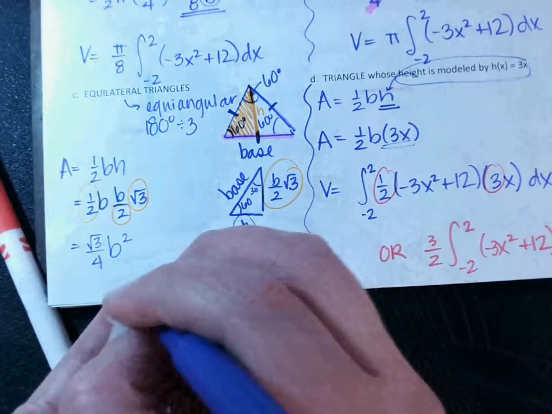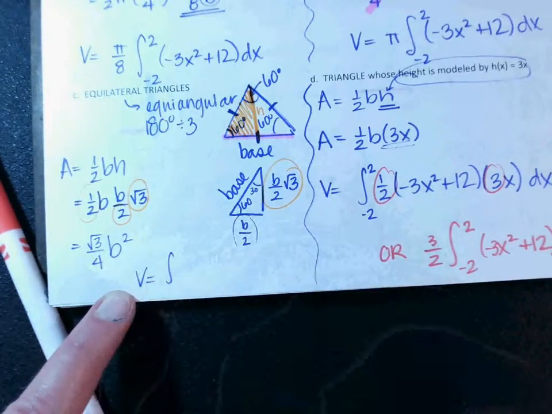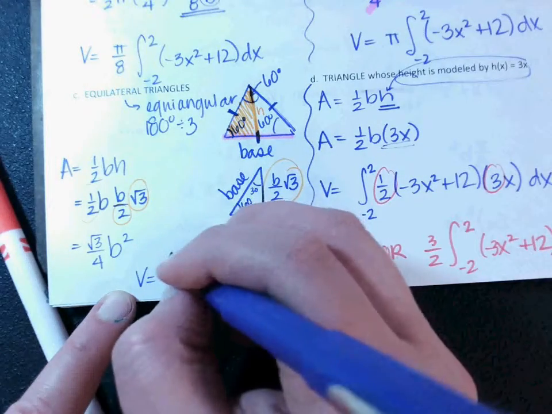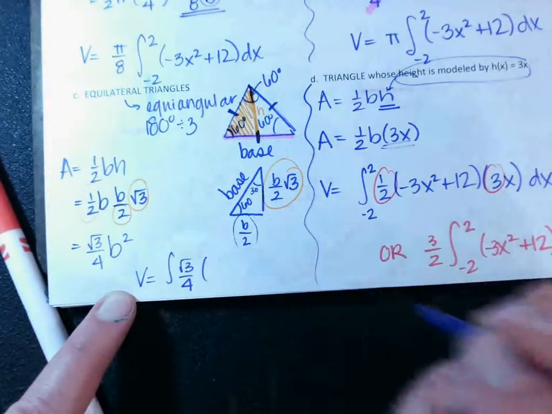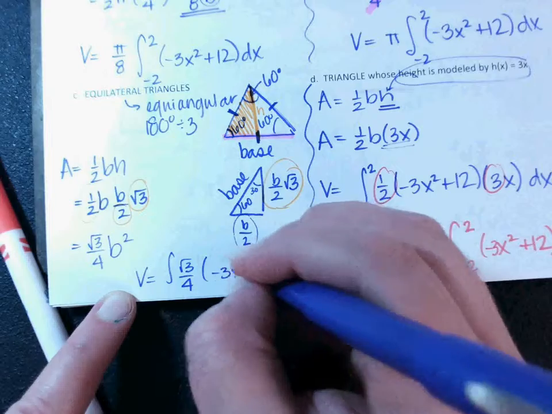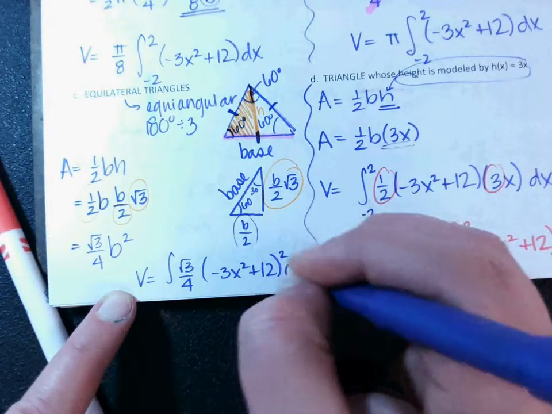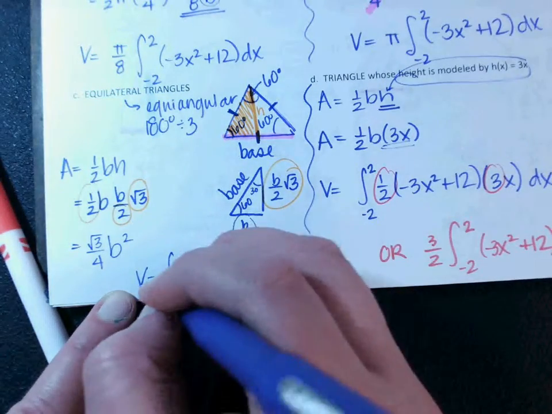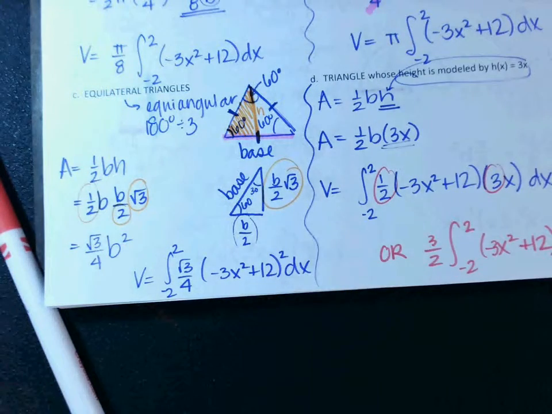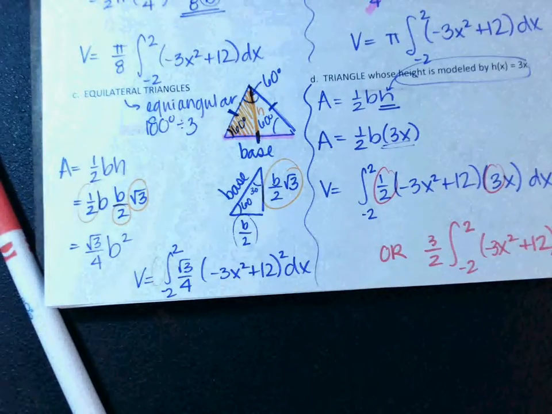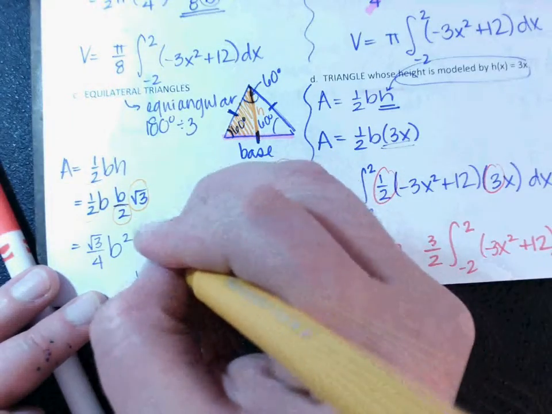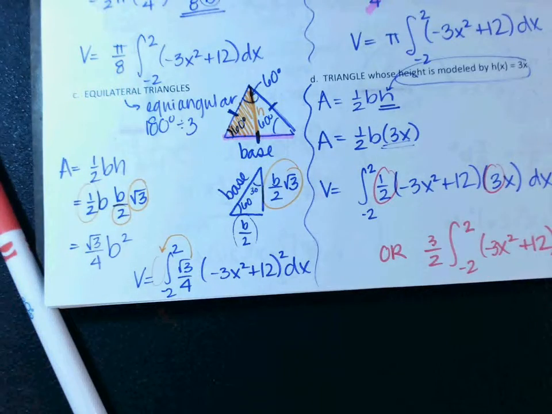And then remember that if that's area, then volume is the integral of that. So 3/4 here, my b was negative 3x squared plus 12 squared dx, from negative 2 to 2. Now also keep in mind, the only reason I didn't put the root 3 over 4 in front was because I didn't leave enough space. But you could easily have put that here, and that would have been totally fine.